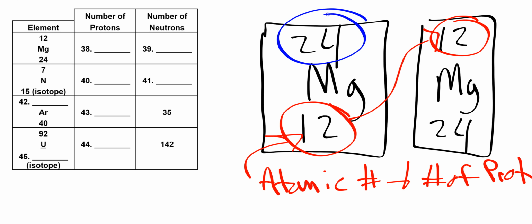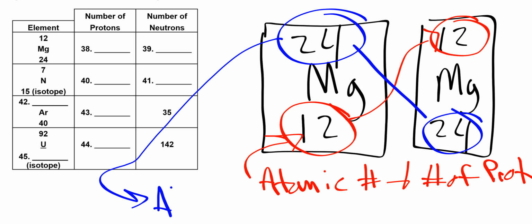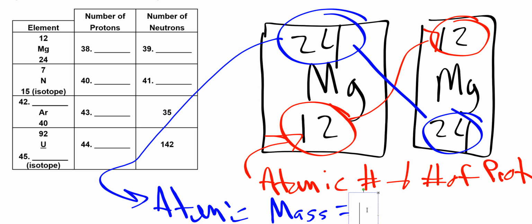All right, then the larger of the two values, and remember, it doesn't matter what way this is written, big on top, little on top, the larger of the two numbers will be your atomic mass. This is ugly because I'm writing with my finger on my laptop. That's your atomic mass, and your atomic mass is equal to your protons plus your neutrons.